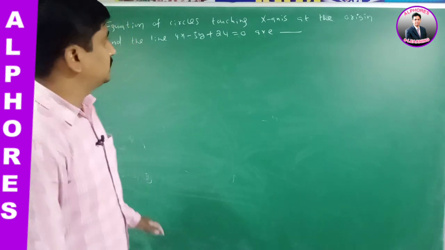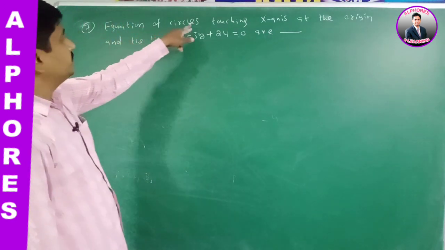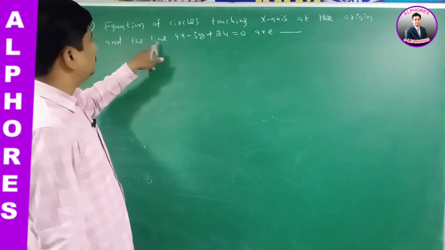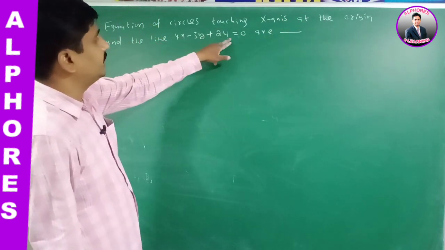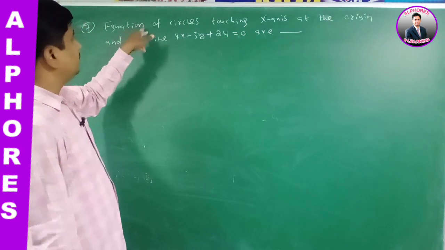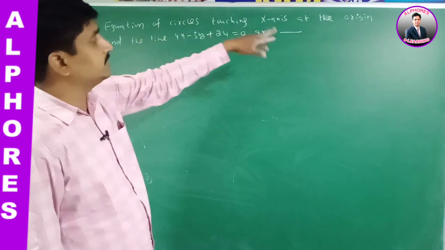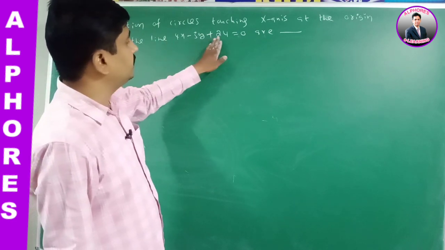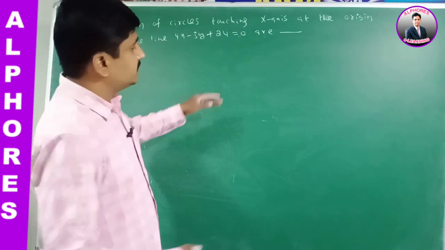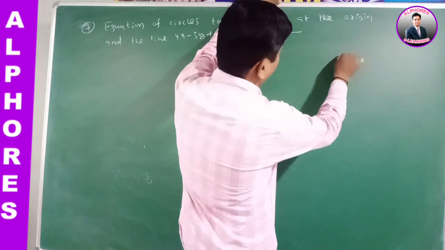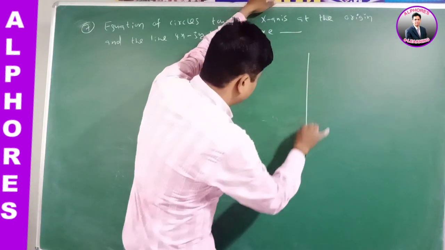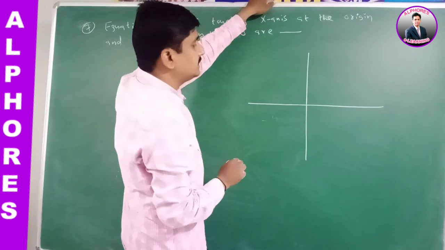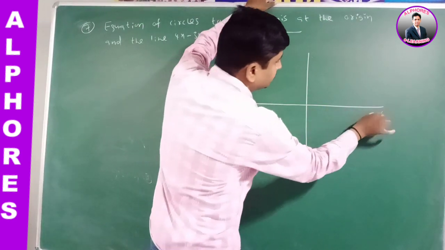Students, next problem. Equation of circles touching x-axis at the origin and the line 4x minus 3y plus 24 equal to 0 are. Right, here equation of circles touching x-axis at the origin. This is the x-axis.